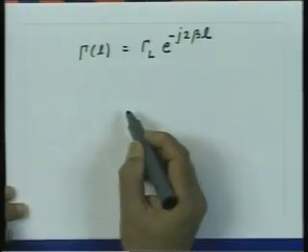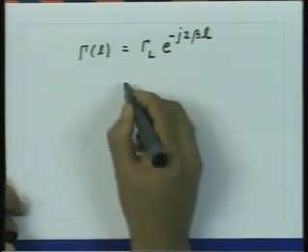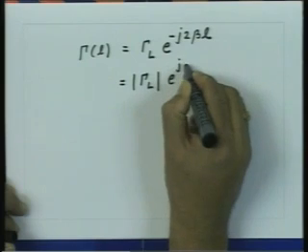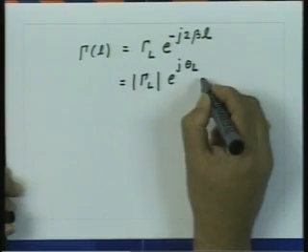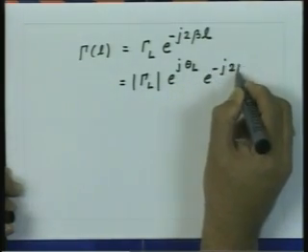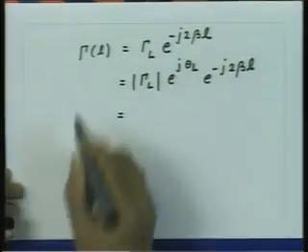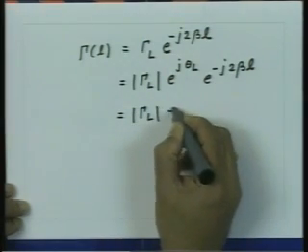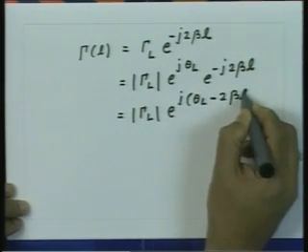If we write the reflection coefficient at the load explicitly as the modulus of the reflection coefficient and the phase angle, we can write this as mod of gamma L e to the power j theta L, where theta L is the phase angle of the reflection coefficient at the load, times e to the power minus j 2 beta L. So, the total phase of the reflection coefficient at a distance L from the load will be theta L minus 2 beta L.